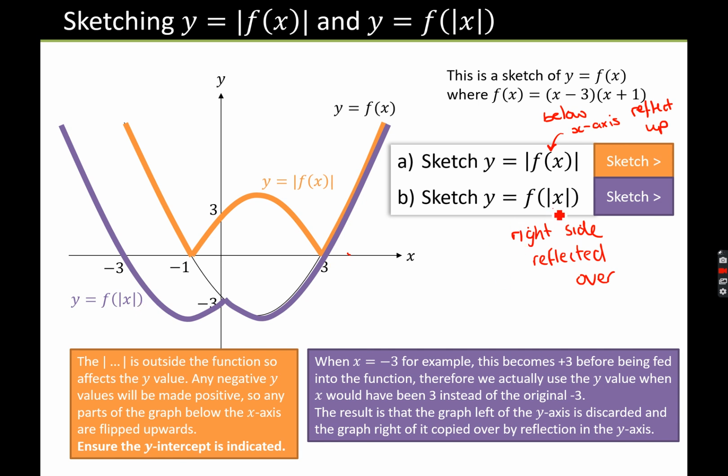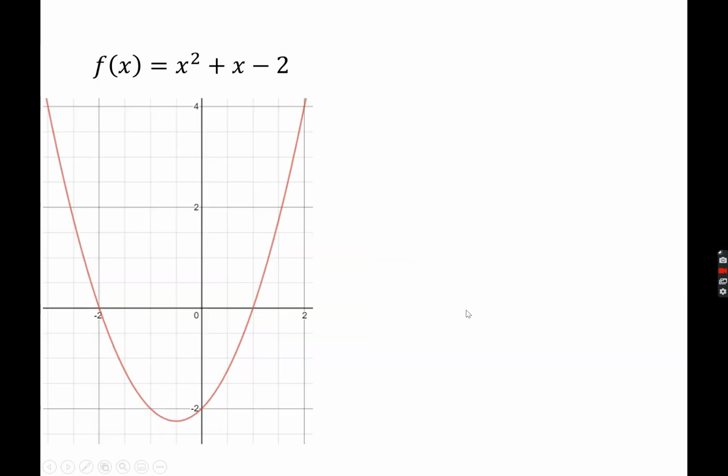Okay, so modulus of the full function, anything below the axis gets reflected up. Modulus of just the inputs, the right hand side gets reflected to the left hand side. Right, let's just have a look at another one. So sketched here, f of x equals x squared plus x minus 2.